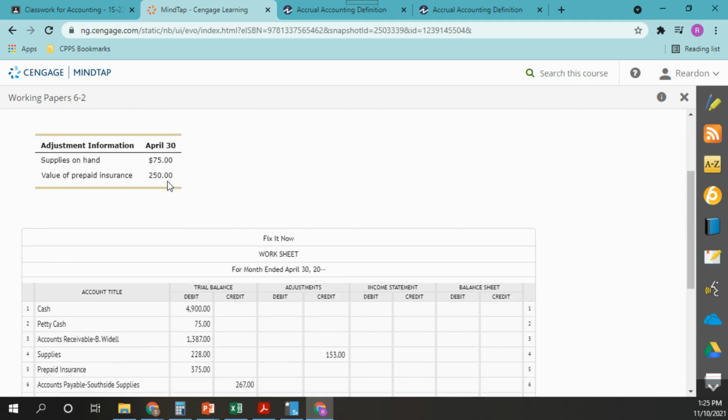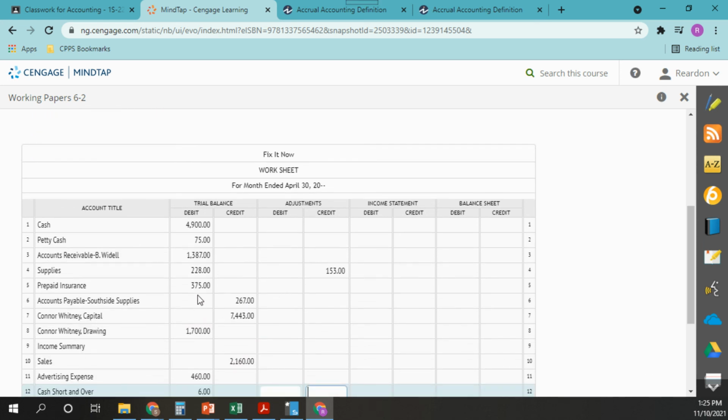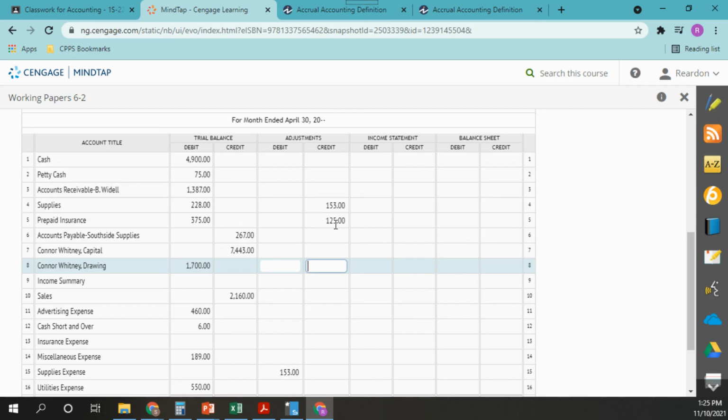Secondly, we have value of prepaid insurance is $250. That's what it should be at the end of the month. Our balance right now is $375. It should be $250. If you do the math, $375 minus $250, we're reducing our prepaid insurance by $125. We're going to record that as an expense. We're going to credit prepaid insurance. Technically, again, we would put the B parenthesis designation next to that as adjustment B. And down here for insurance expense, we would put 125, and we would also put the B around that.